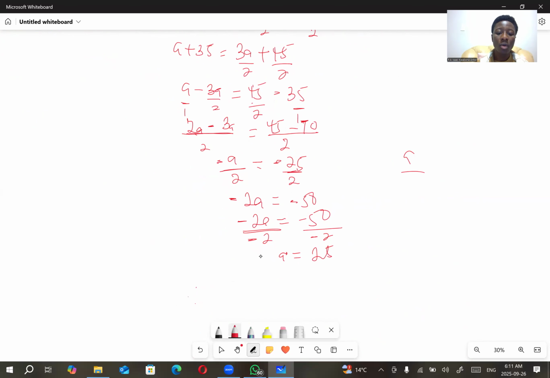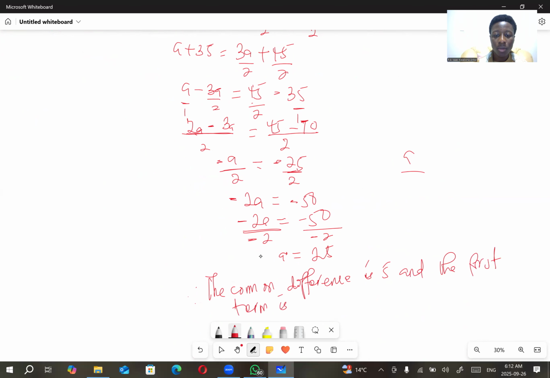So therefore, the common difference is what? D or something. Who remembers? It's 5. And I don't know if the question asks for the first term too. The first term is A, 25. Okay, it's 25. So that's it.